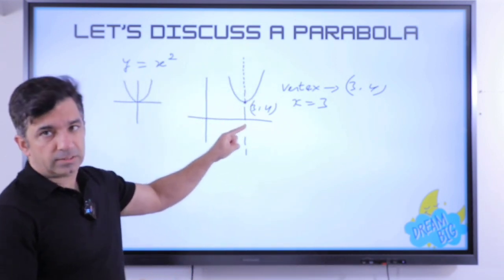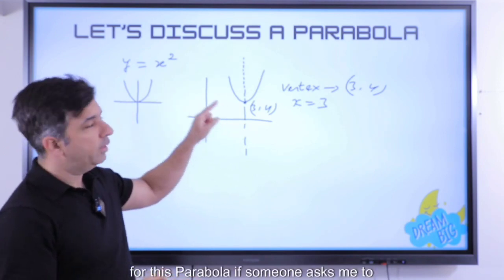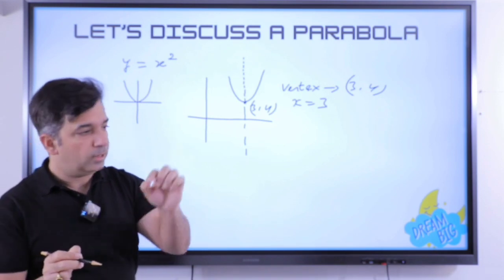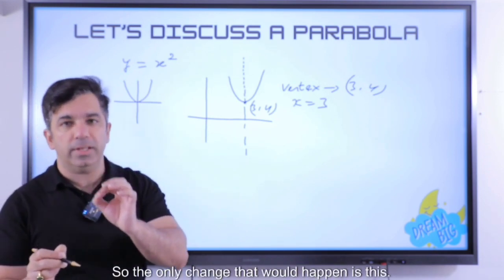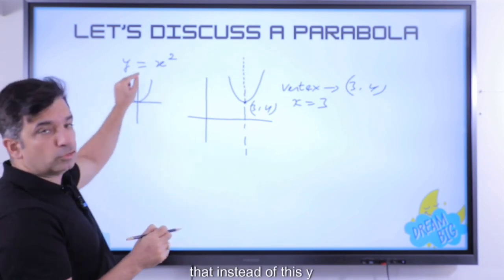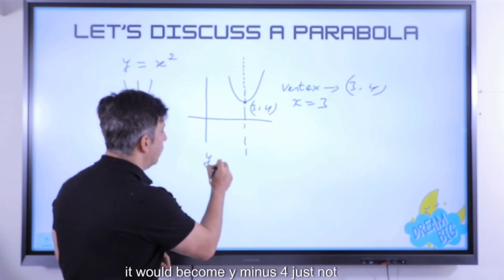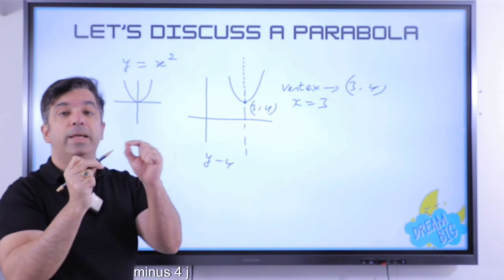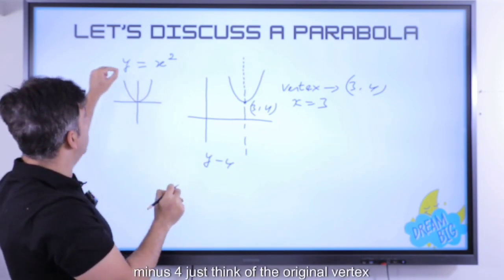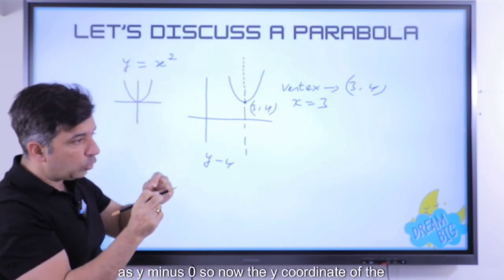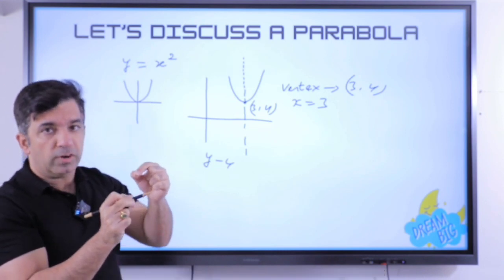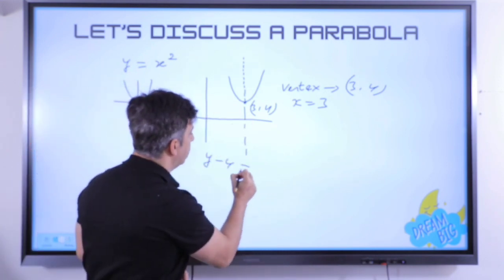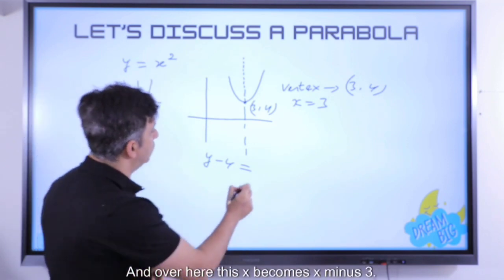So for this parabola, if someone asks me to write the equation of this parabola, the only change that would happen is this, that instead of this y, it would become y minus 4. Just notice the new y coordinate of the vertex, that is y minus 4. Just think of the original vertex as y minus 0. So now the y coordinate of the vertex has changed from 0 to 4. So it becomes y minus 4. And over here this x becomes x minus 3.